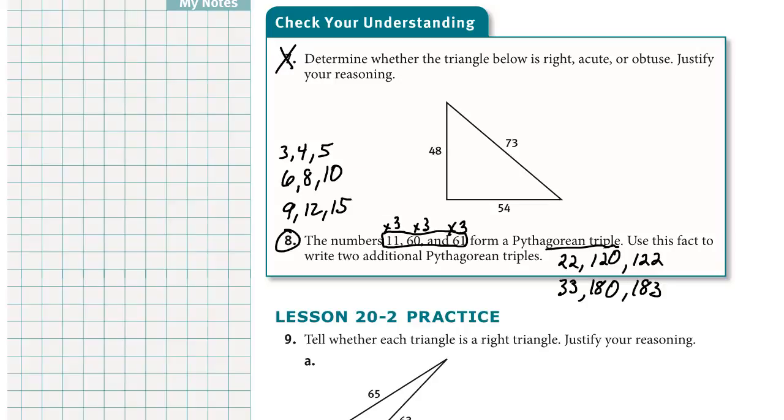So in this lesson, we used the converse of the Pythagorean theorem. That means we used the theorem in reverse. When we had sides, we were able to test whether the triangle that has those sides is a right triangle.